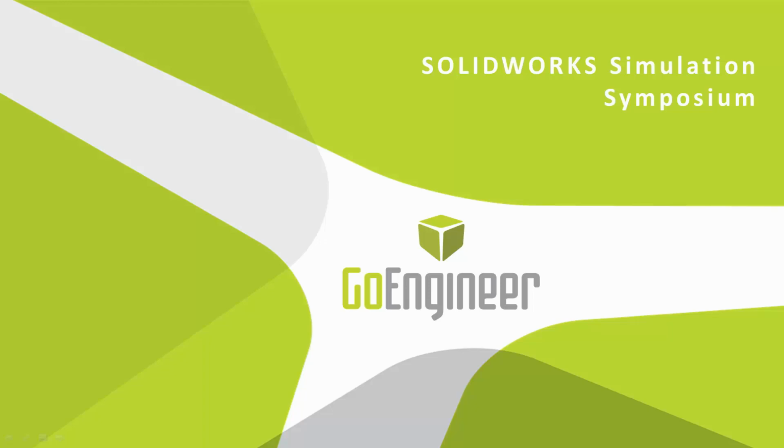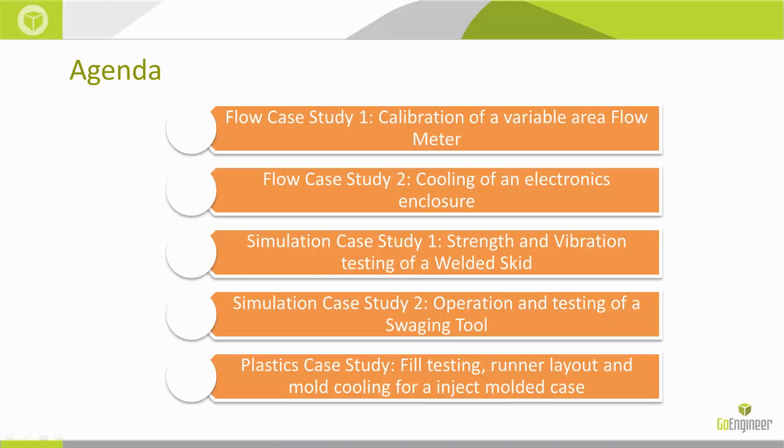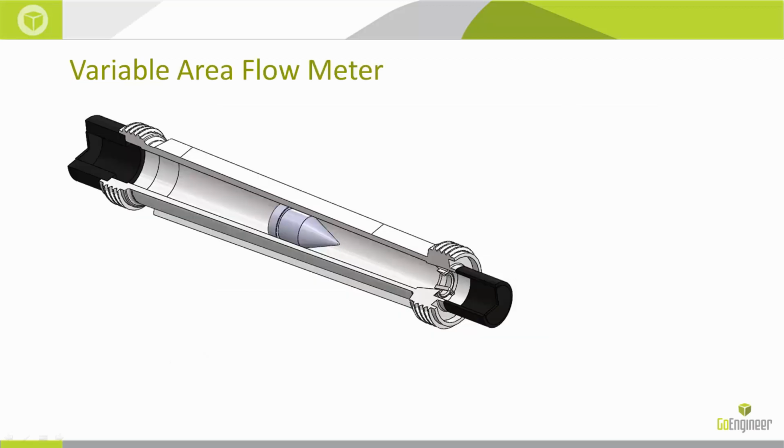Today I'm going to walk you through our SOLIDWORKS Simulation Symposium and explore the variety of simulation tools that SOLIDWORKS has to provide. We'll start off looking at two flow simulation cases, and then into two finite element cases, and ending with our plastics tool. The first application we're going to be looking at is a variable area flow meter.